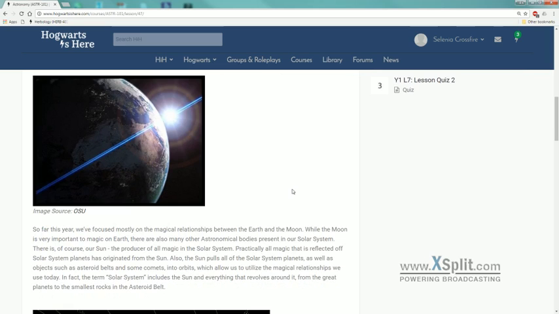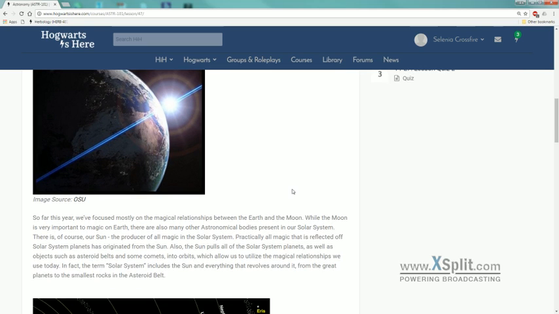There's a picture of the Earth with the sun behind it, and the image source is OSU. So far this year, we focused mostly on the magical relationships between the Earth and the Moon. While the Moon is very important to magic on Earth, there are also many other astronomical bodies present in our solar system. There is, of course, our Sun, the producer of all magic in the solar system.